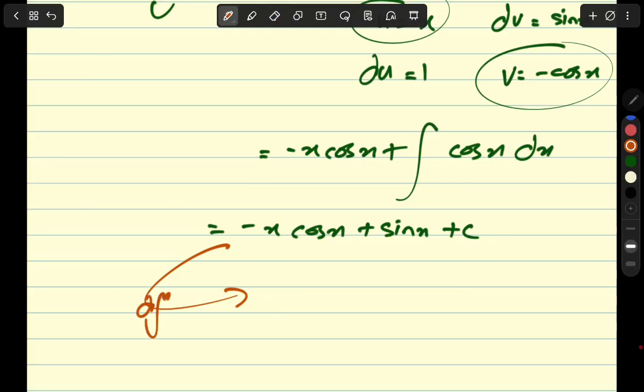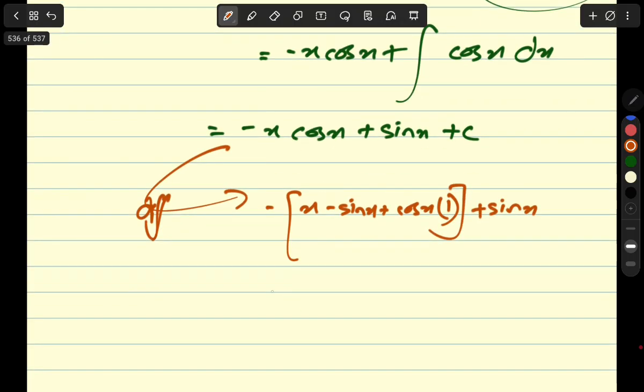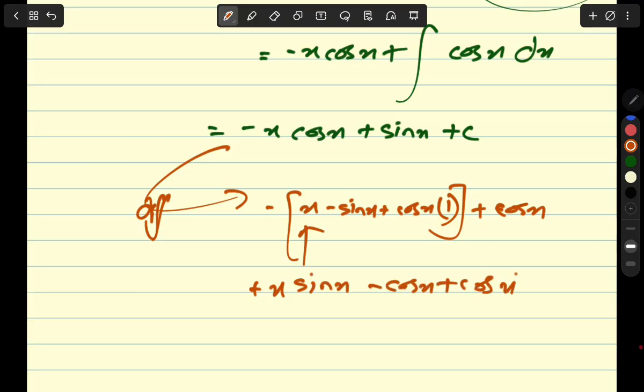The differential is going to become u v dash, which is minus sine x, plus v u dash, which is just 1, and then plus sine x. Oh, sorry. The differential of sine x is nothing but cos x. So u v dash is minus sine x. So this is plus x sine x, and then this was minus cos x, and this is plus cos x. Okay, so you saw that we just landed back at x sine x, right?